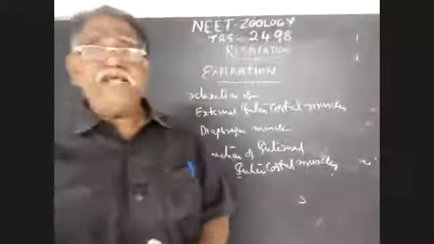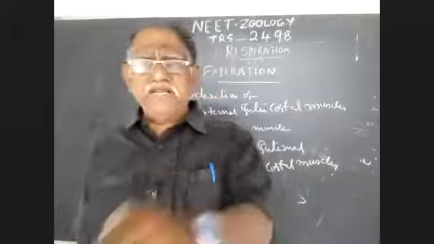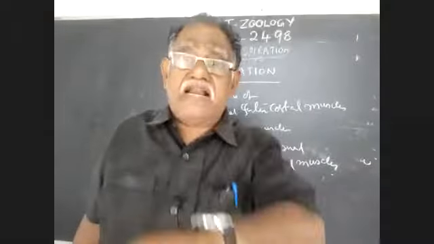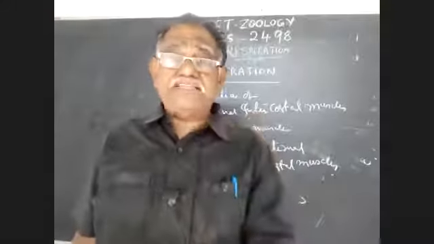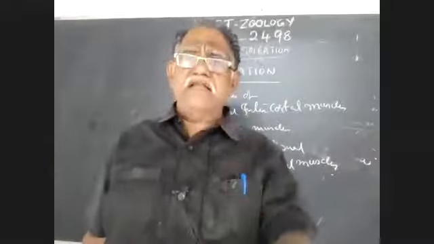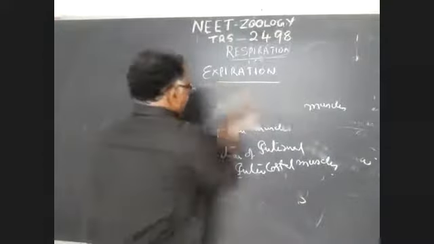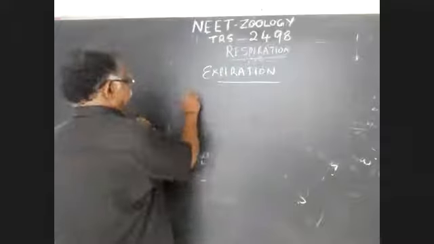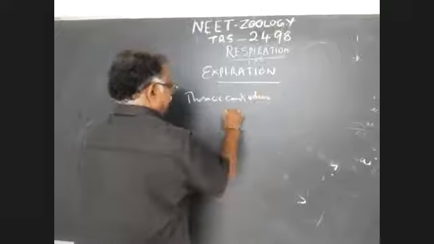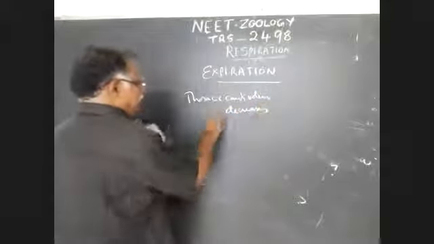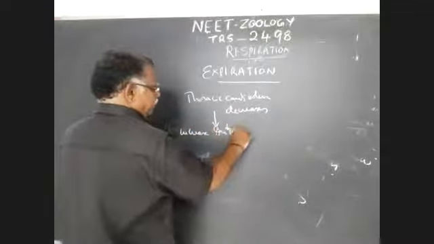So, in inspiration, external intercostal muscles and diaphragm muscles contract. Simultaneously, internal intercostal muscles relax. In expiration, relaxation of diaphragm muscles and external intercostal muscles and contraction of internal intercostal muscles occur. By that, the thoracic cavity volume decreases. That results in a decrease of intrapulmonary volume.